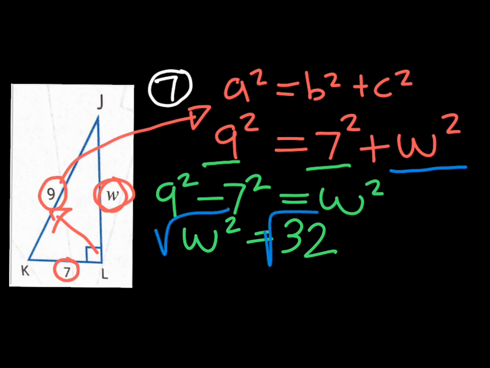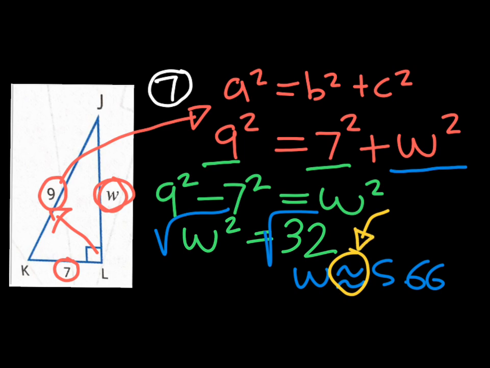And this gives us that W squared is equal to 32. Remember, we don't want W squared, so we need to square root on both sides. And this gives us that W equals approximately 5.66. For those of you who don't know, these squiggly lines over there mean approximately equal to. Since I'm rounding off, it's not an exact answer, so I've approximated and I've rounded off. And that is our final answer for question number 7.